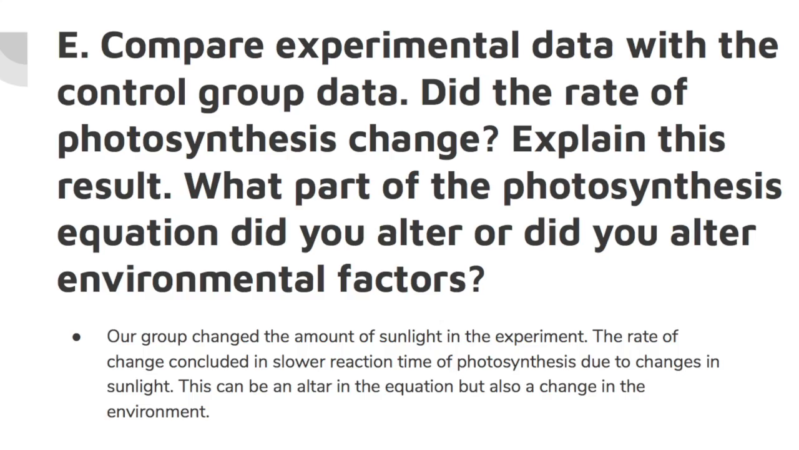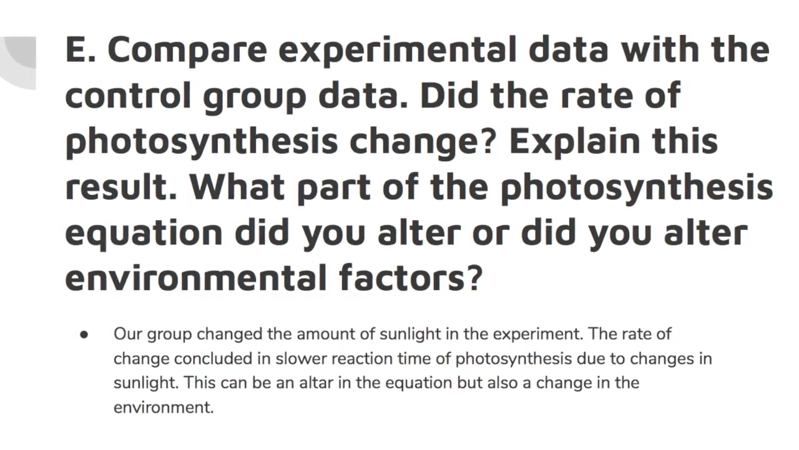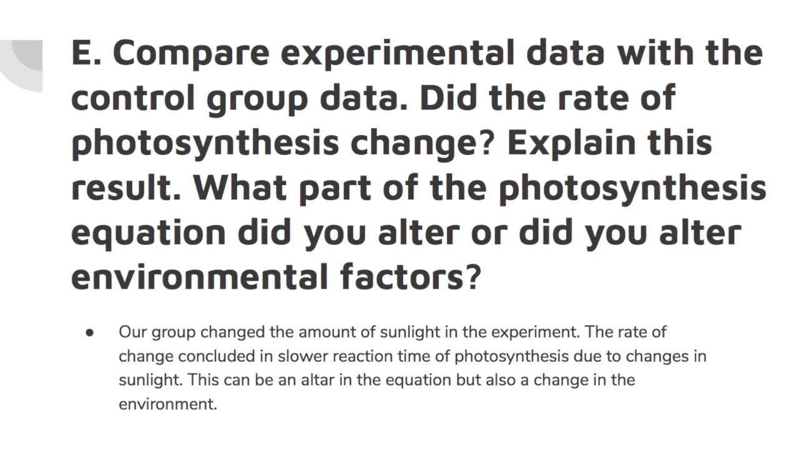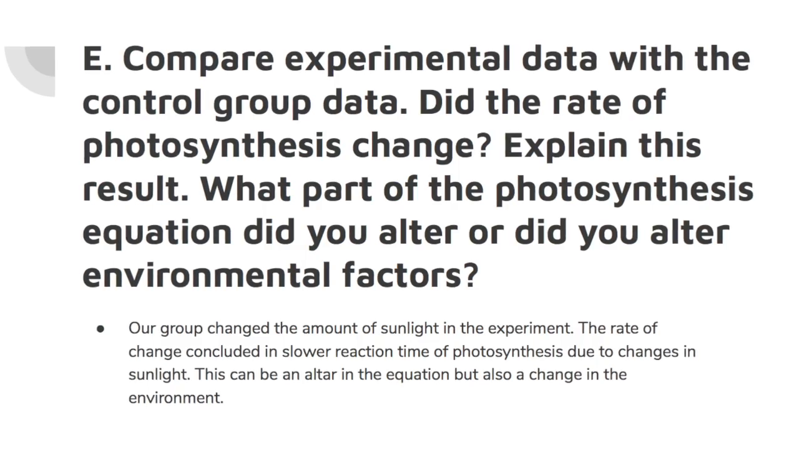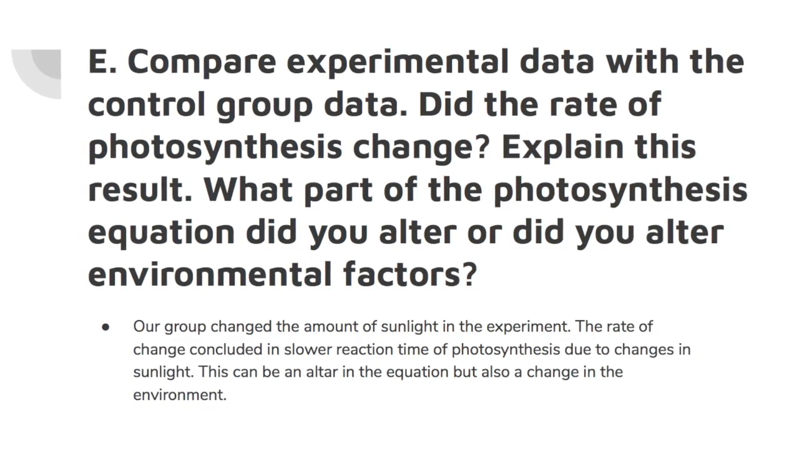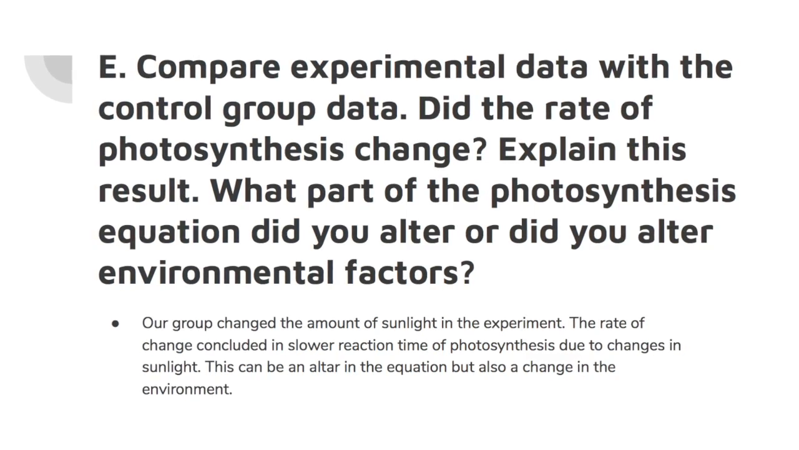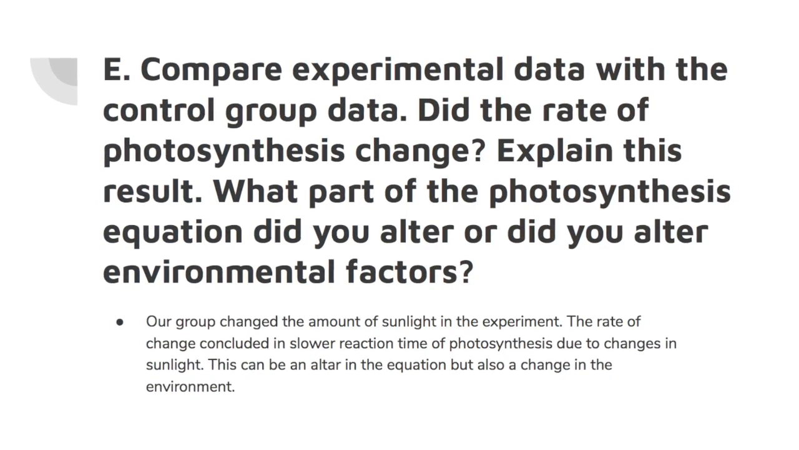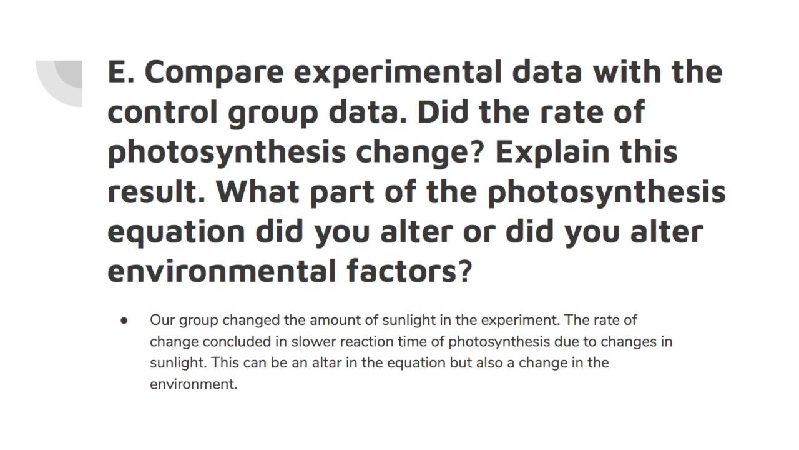Compare experimental data with the control group data. Did the rate of photosynthesis change? Explain this result. What part of the photosynthesis equation did you alter, or did you alter the environmental factors? Our group changed the amount of sunlight in the experiment. The rate of change concluded in a slower reaction time of photosynthesis due to the change of the sunlight. This can be an alteration in the equation, but also a change in the environment.